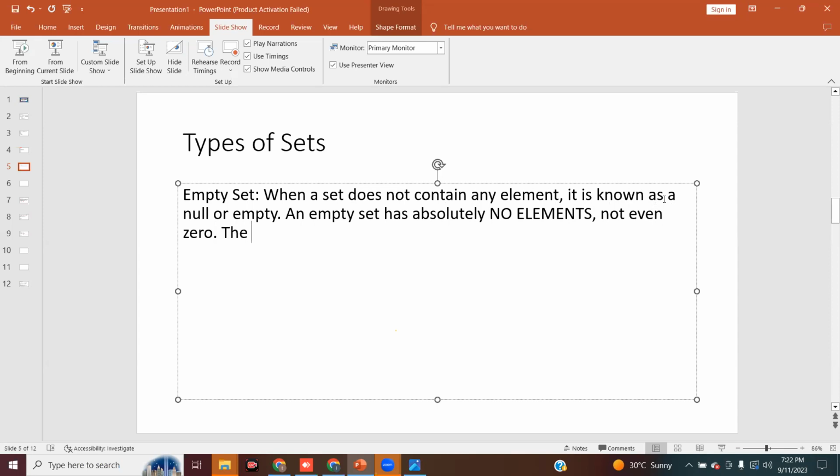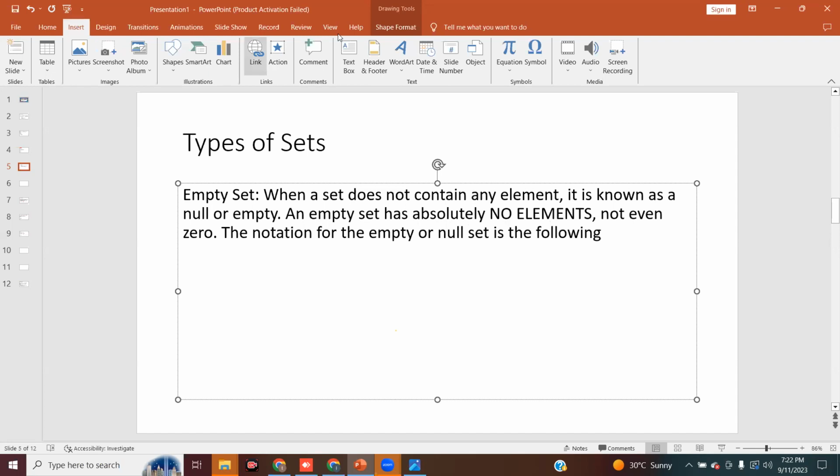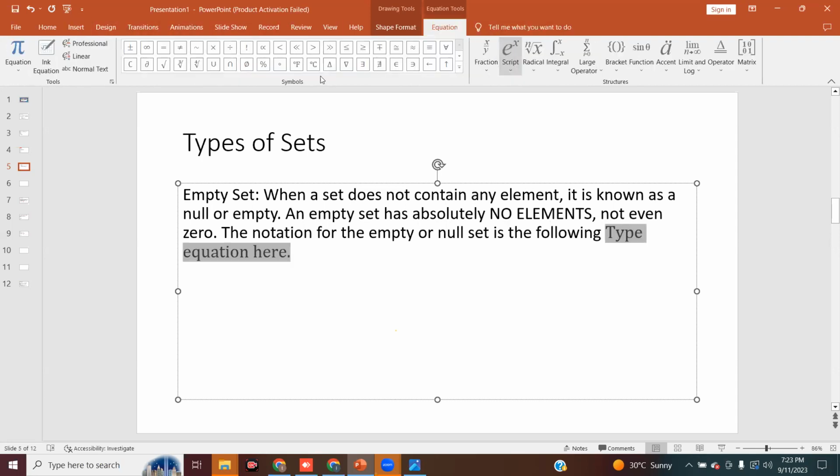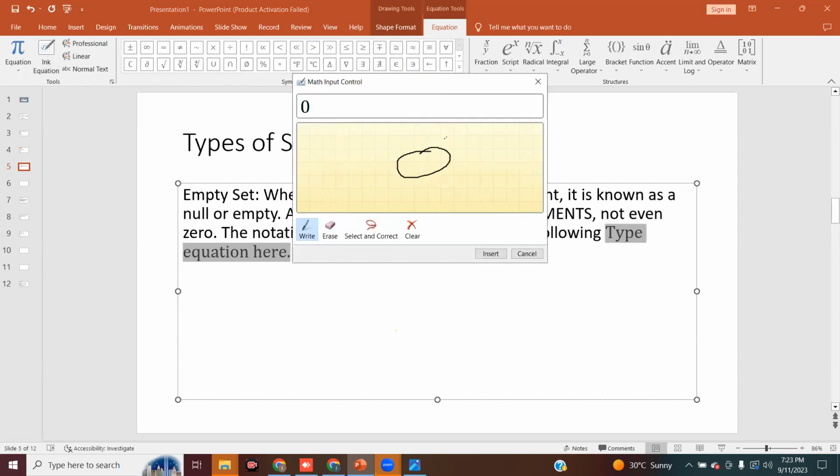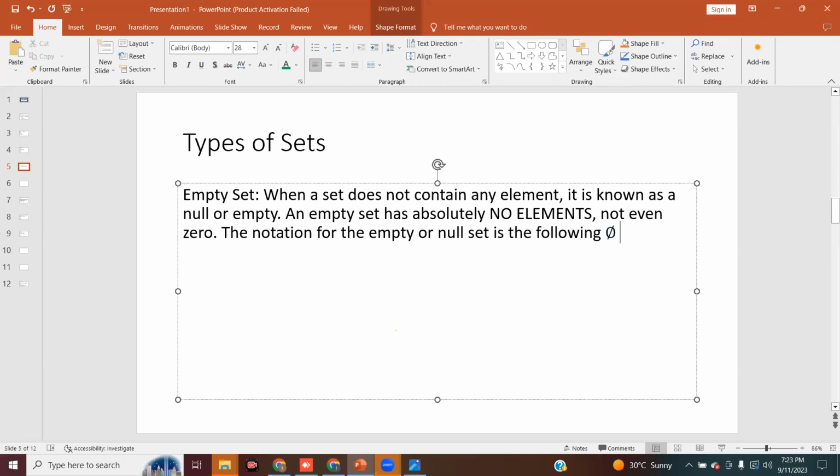The notation for the empty set or null set is the following. I have a question. So if they have the curly brackets and don't have anything inside, you would call that an empty set, basically. Exactly. That's the notation. We could write it like this. This is an empty set, or we can write two curly brackets with nothing inside of it.